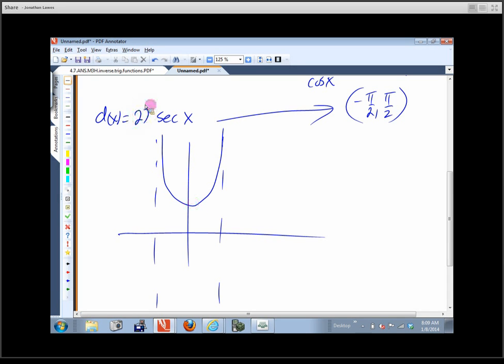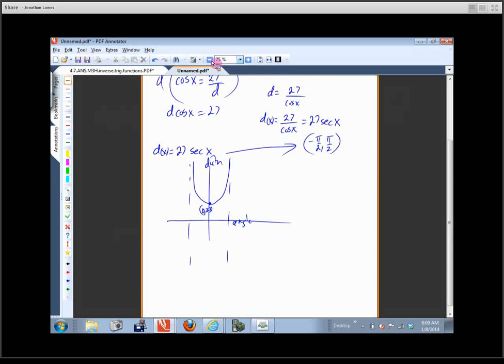Okay? What happens when I put a 27 in front of it? 0, 27. So when the angle is 0, the distance is 27. So this is the angle, and this is the distance. So let me make this a little bit smaller.